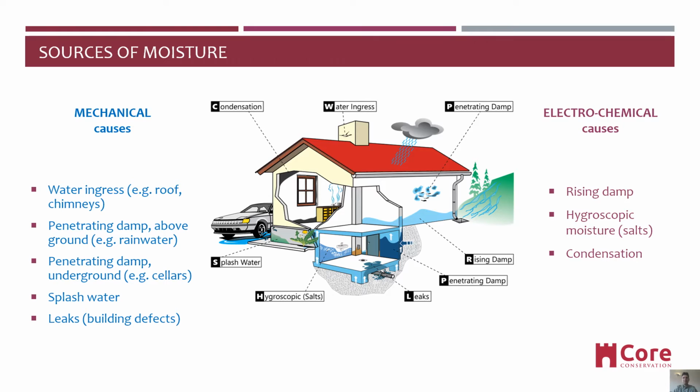On the right hand side, we have other causes. We call them electrochemical causes, which occur over long periods of time and they are not always obvious. These include rising damp, the hygroscopic effect of salts or hygroscopic moisture, and condensation.